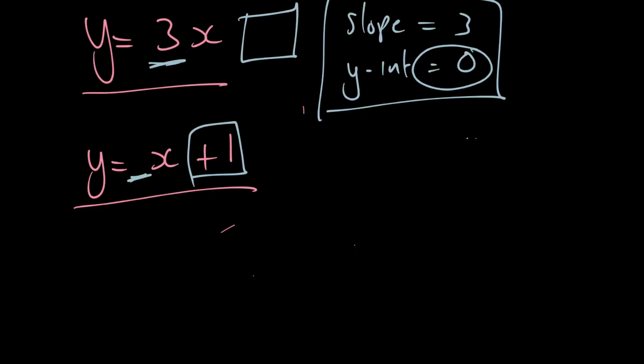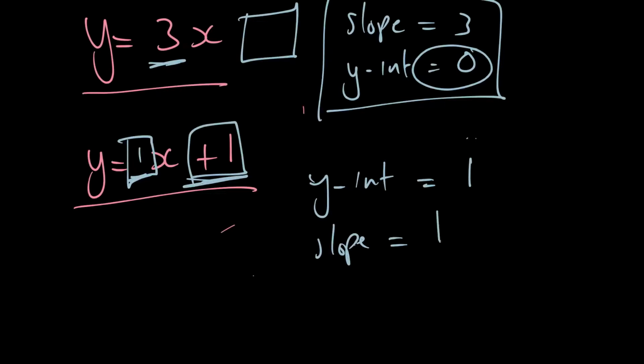And here the y-intercept is equal to whatever the number is after. So here it's 1. And remember that whenever you have an x, it's always the same as saying 1x. So the slope is equal to 1. So remember that if there's no number after the x, then the y-intercept is 0, and if there's no number before the x, then the slope is 1.